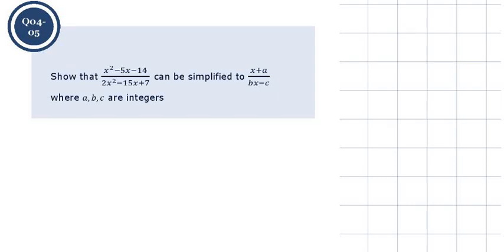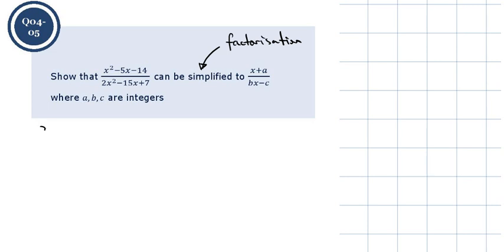This is question 0405. You have a fraction where you need to simplify it into a simplified fraction. So here, when you see simplify, always think about factorization, where you have a quadratic that you need to break down into two different brackets, and then it will cancel out.